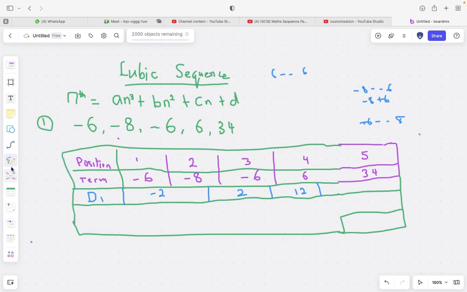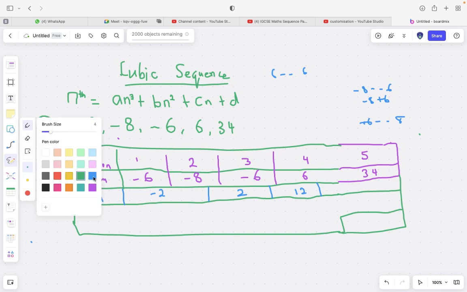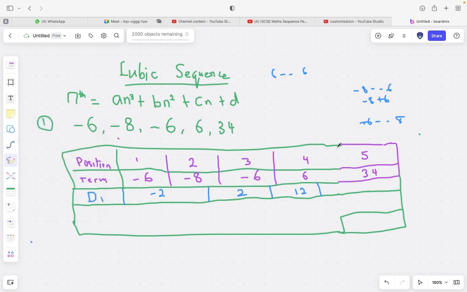Okay, so I've found the difference for the last one, 34. The difference between 34 and 6. So you say 34 minus 6, that will be 28, right? So this difference is 28. So you can see the first level difference.